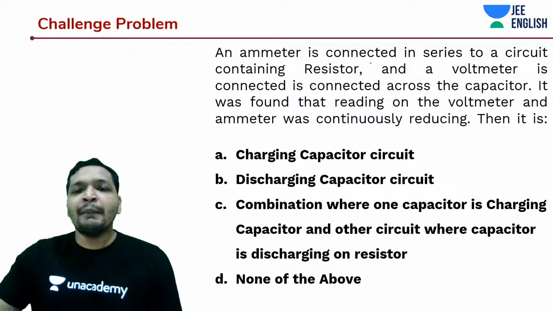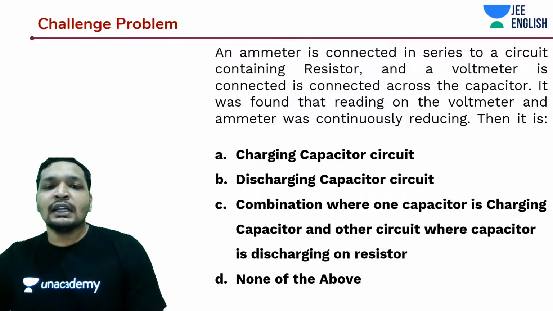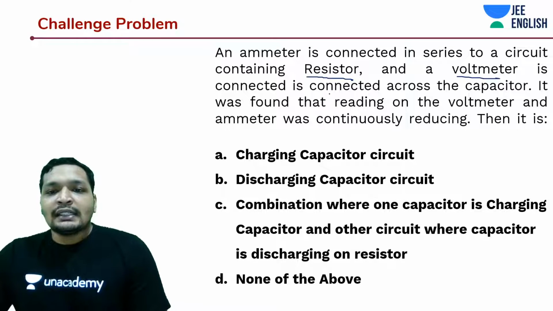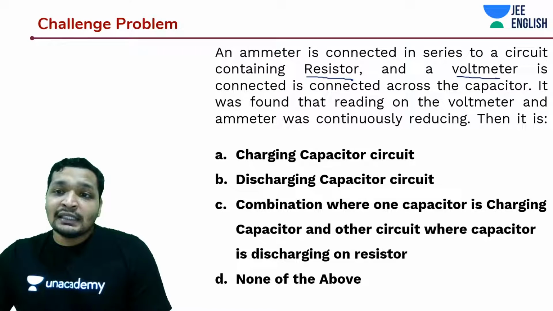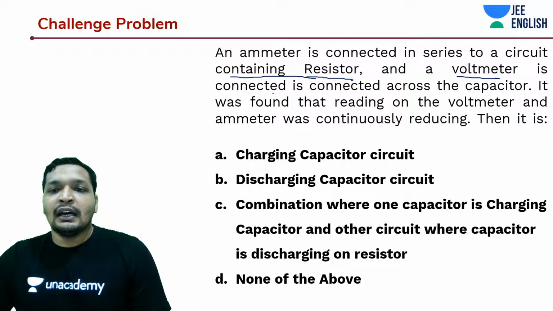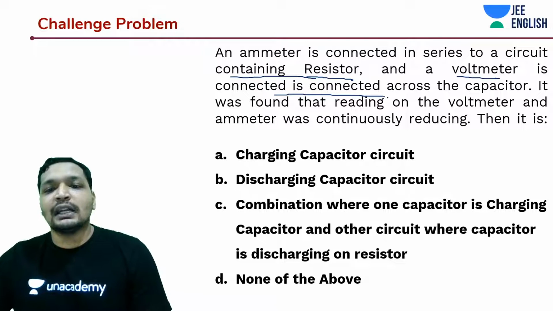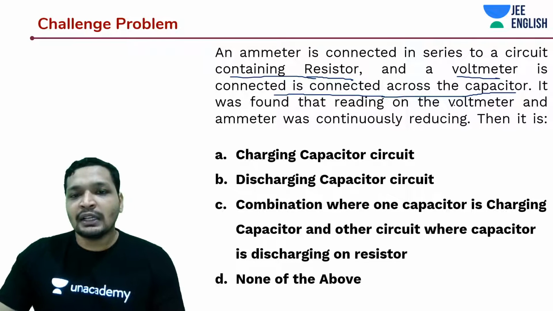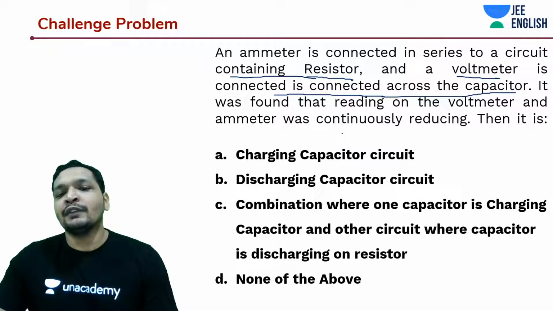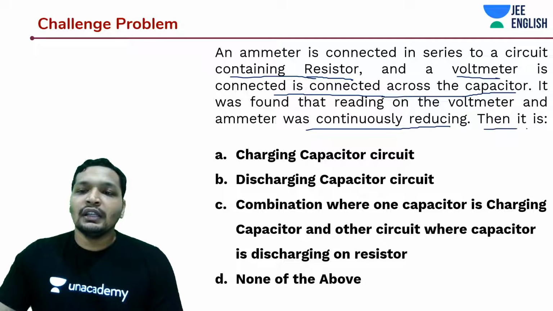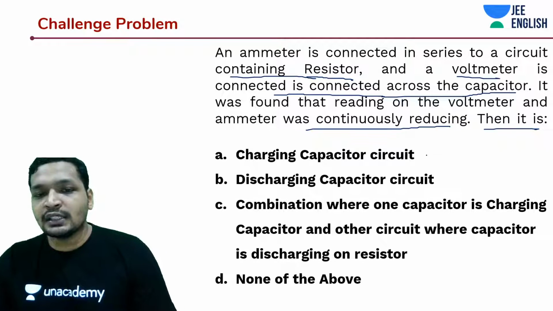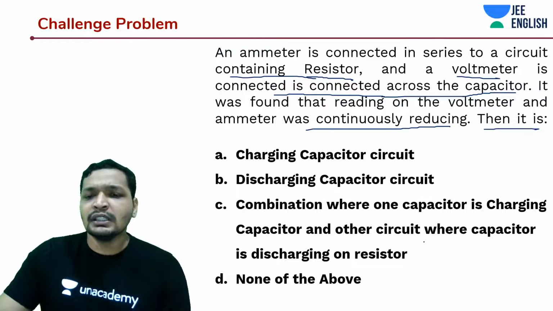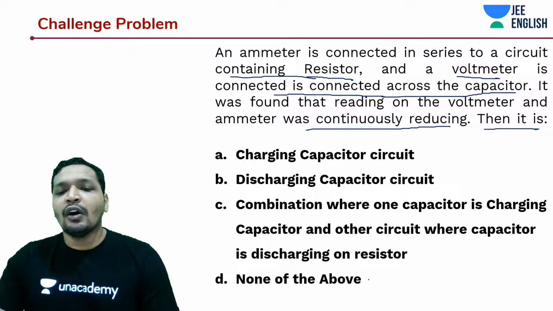This is a very conceptual question. An ammeter is connected in series to a circuit containing a resistor, and a voltmeter is connected across the capacitor. You are basically measuring the current in the circuit and the potential across the capacitor. It was found that the reading on the voltmeter and the ammeter was continuously reducing. Then what can you state confidently: whether it's a charging capacitor or a discharging capacitor circuit, or a combination where one capacitor is charging and the other is discharging, or none of the above.